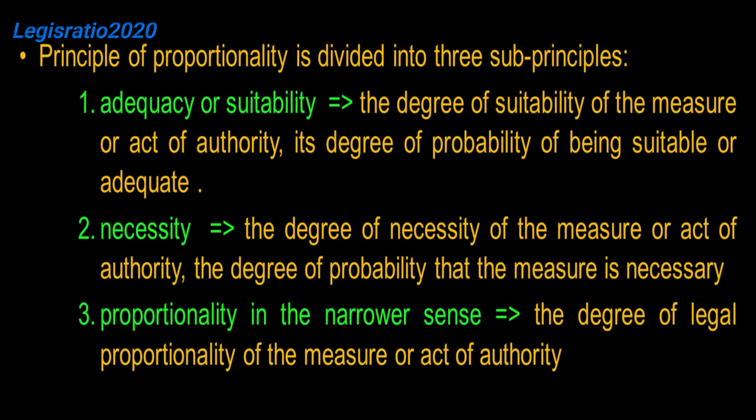As we saw in the last episode, the principle of proportionality is divided into sub-principles: adequacy or suitability, that represents the degree of suitability of the measure or act of authority, the degree of probability of being suitable or adequate; the sub-principle of necessity, that represents the degree of probability that the measure is necessary; and proportionality in the narrow sense, the degree of legal proportionality of the measure or act of authority.